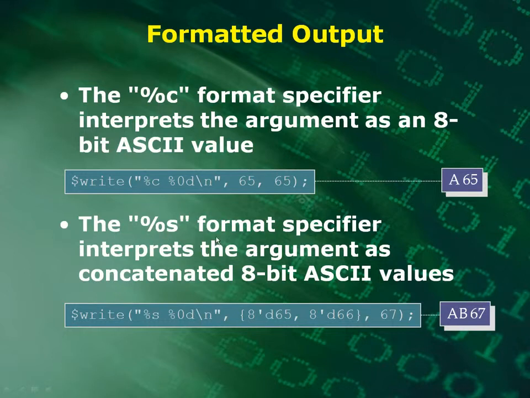Now the %s format specifier interprets the argument as a concatenated 8-bit ASCII value. So here we have %s and then %0d. Now this, with the curly brackets, that's our concatenation operator, and we've concatenated two 8-bit values together. And this %s then prints that in terms of characters, basically. So you get the uppercase A and uppercase B, and then this one just prints as 67 because we told it that it was just a decimal value we're printing.